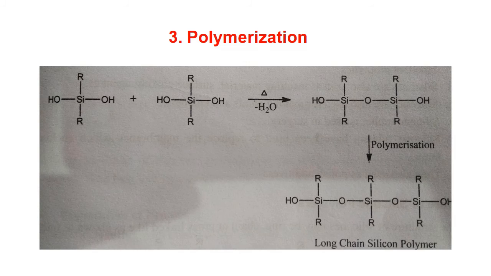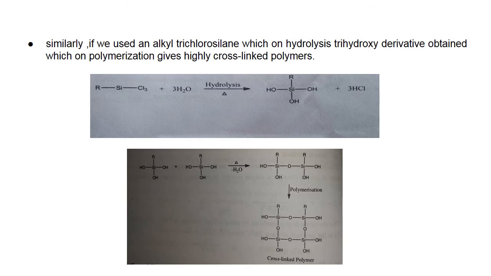Third, polymerization. When two molecules of silanols react, silicone polymer forms by dehydration, and this process of polymerization goes on. Similarly, if we use an alkyl trichlorosilane, on hydrolysis a trihydroxy derivative is obtained, which on polymerization gives a highly cross-linked polymer. The reaction is given below, showing how cross-linked polymers are formed.